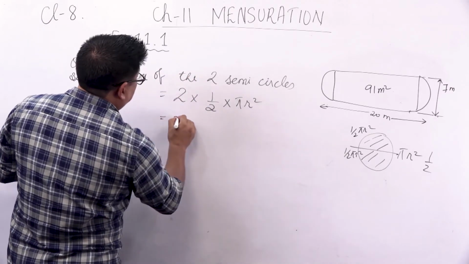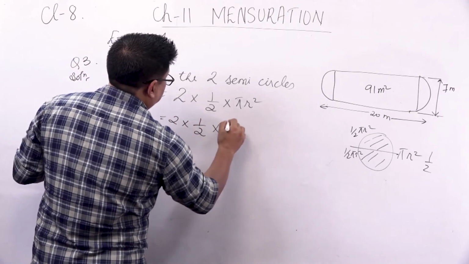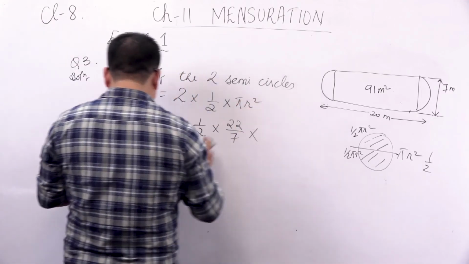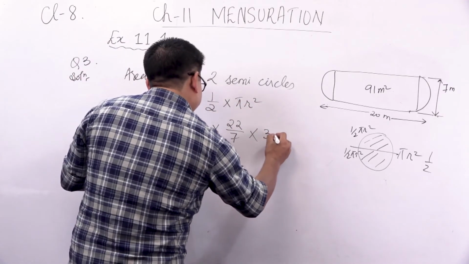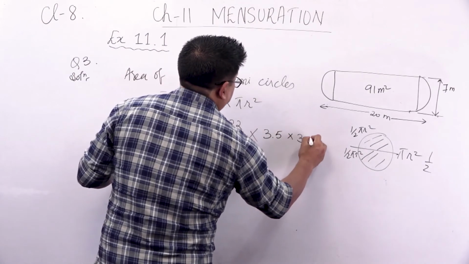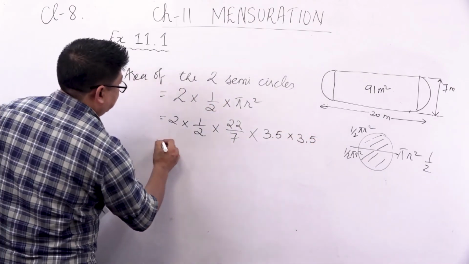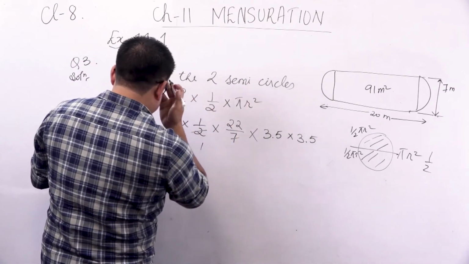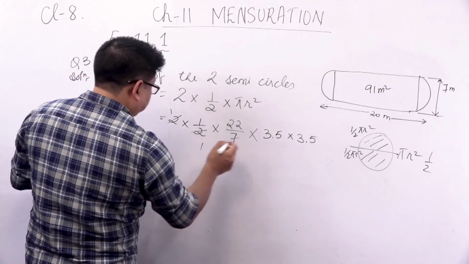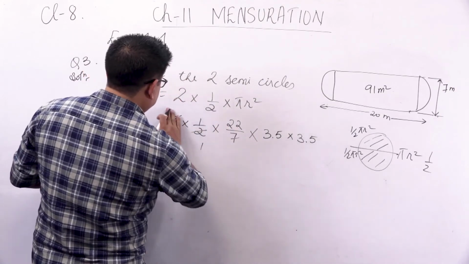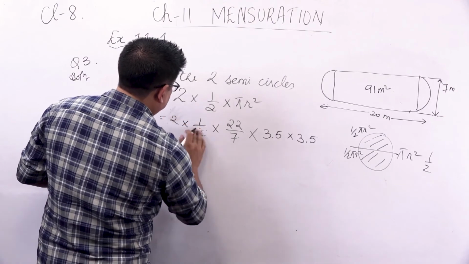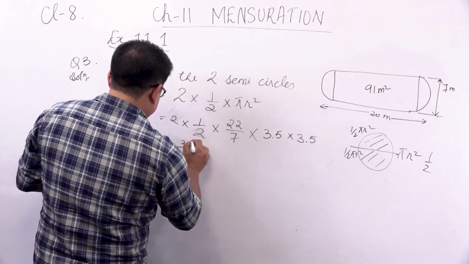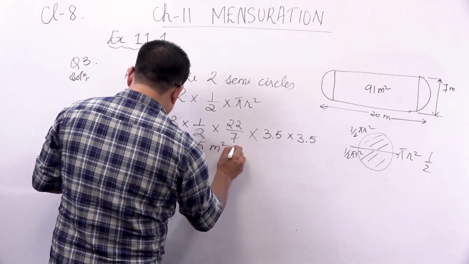So let's solve this. We have 2 into 1 by 2 into 22 by 7 r square. This r square will be 3.5 into 3.5. We have already found this in the first part of the question. So I'm cancelling this out. Okay, let's make it simpler. When you solve all this, you're going to get 38.5 meter square.